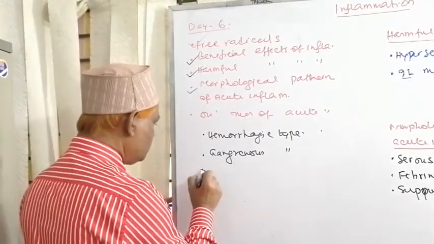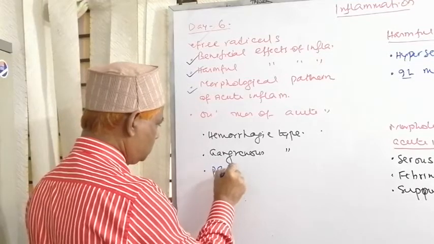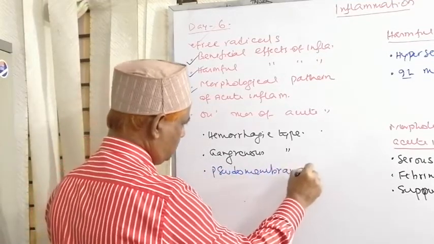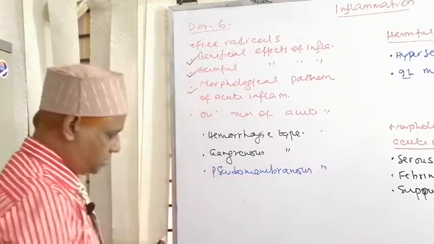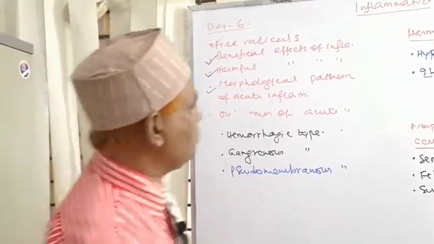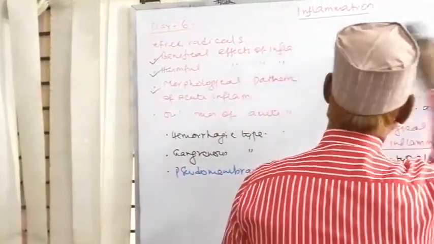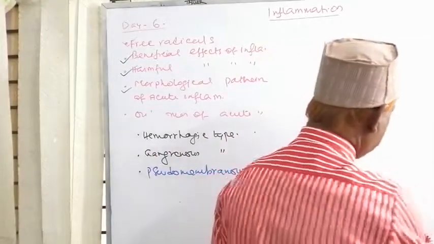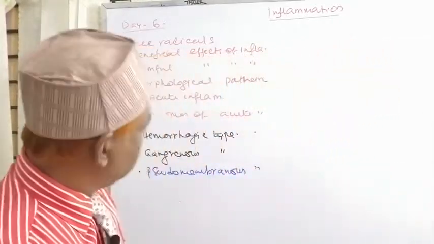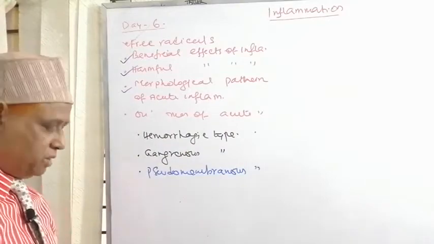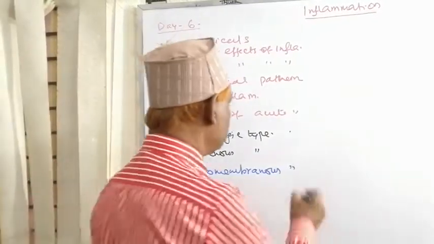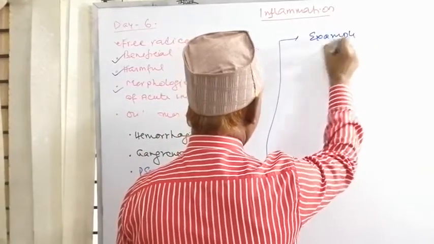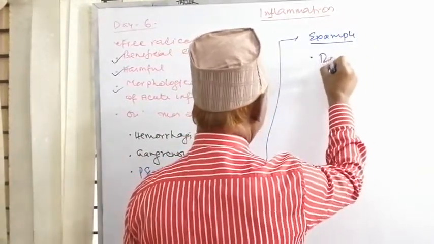It may be pseudomembranous type of acute inflammation. Dear audience, we know exudates can clot. If exudates in an acute inflammation produces false membrane, such type of acute inflammation is called pseudomembranous type of acute inflammation. Now come to examples of pseudomembranous type. One is diphtheria.